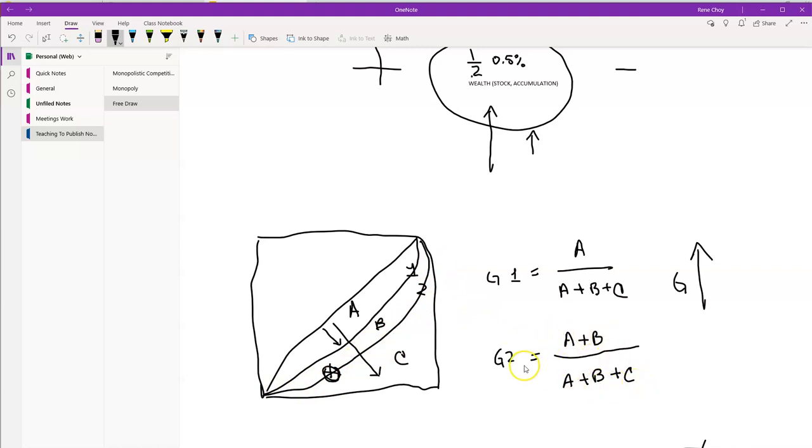Now notice that Gini 2 is going to be greater than Gini 1, because this one is just A divided by that and this one's A plus B divided by that. That means that the higher the Gini coefficient, the higher the income inequality in your country. So a country with a higher Gini coefficient also has a higher income inequality.